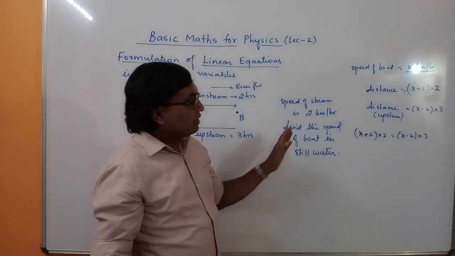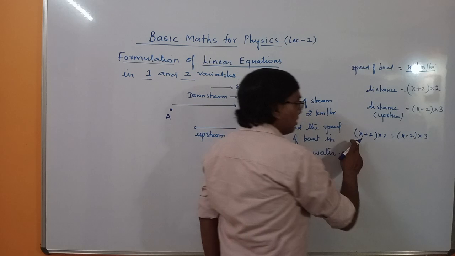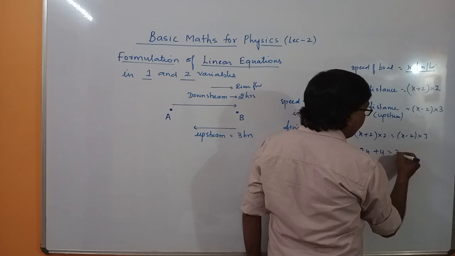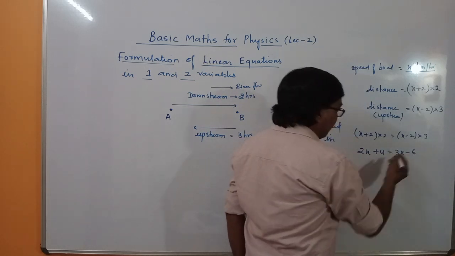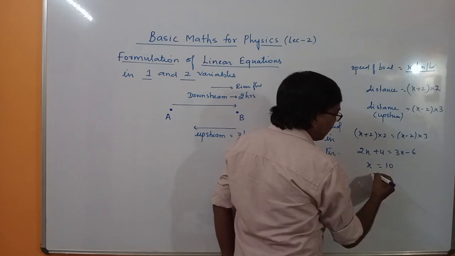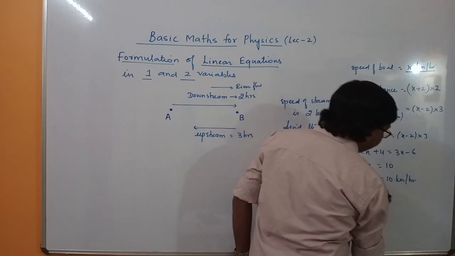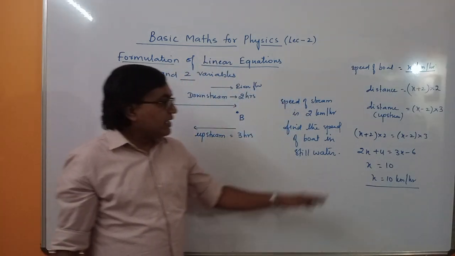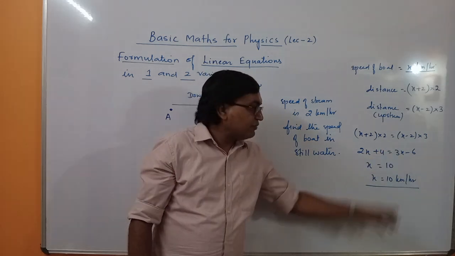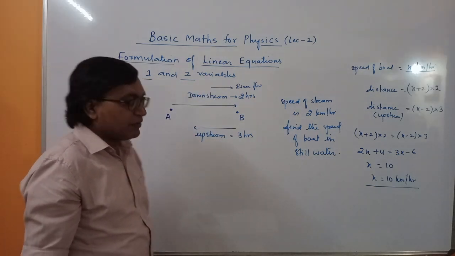So here the equation which you are going to get will be a linear equation in one variable. So this is 2x plus 4 equals 3x minus 6. So if you take x to one side, this will be x and this will be 10. So x is equal to 10 kilometer per hour. So the equation which we got is a linear equation in one variable. The only unknown is x, that is the speed of the boat.